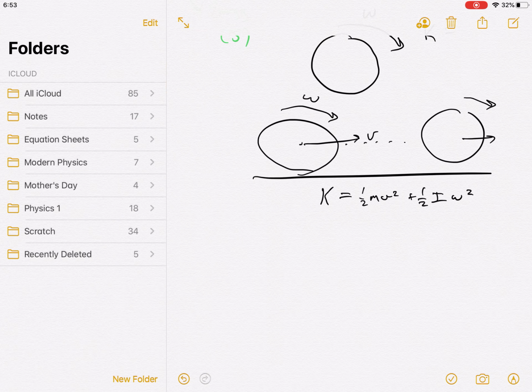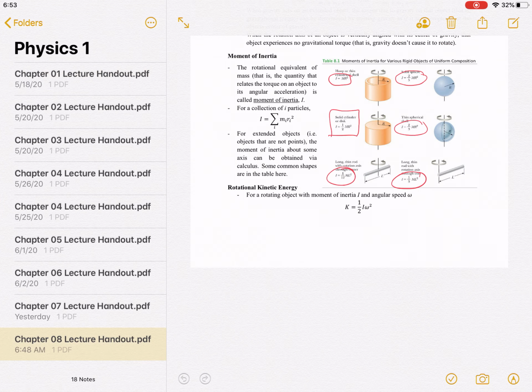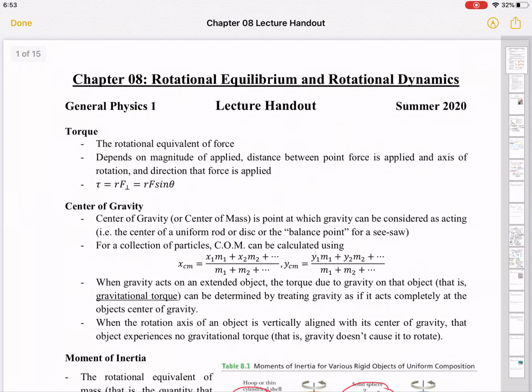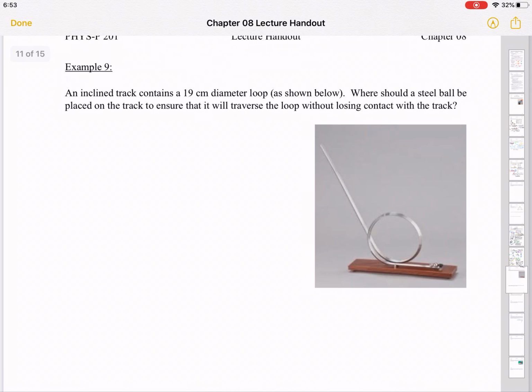another example. All right, so we've talked about the loop. Here's an example of sending a steel ball through a loop-the-loop. All right, so an inclined track contains a 19 centimeter diameter loop, so that's the loop that we see here. Where should a steel ball be placed on the track to ensure that it goes through the loop without losing contact with the track?